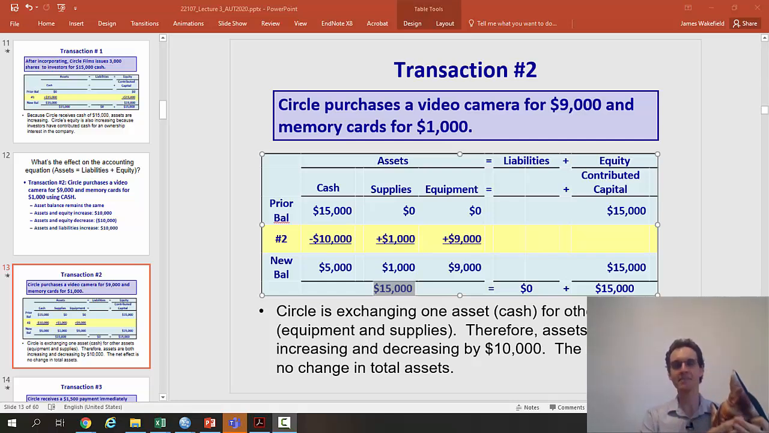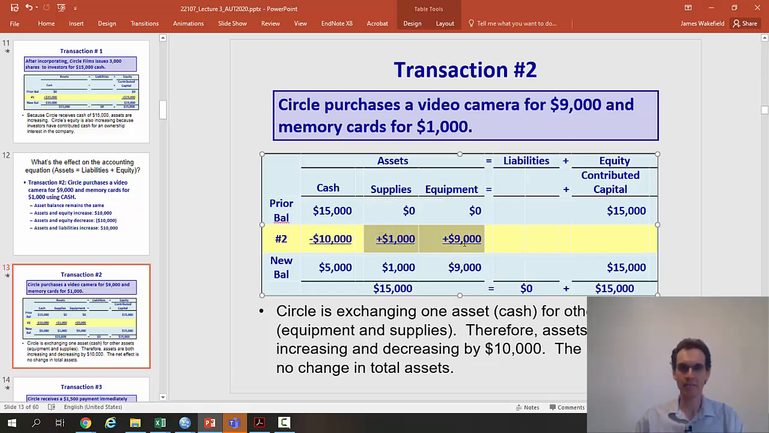And so therefore, the asset balance in this accounting equation that you're looking at here remains exactly the same, right? All that's happening is that your cash is decreasing by $10,000 and the supplies and equipment in total are increasing by $10,000. So therefore, you still have $15,000 worth of assets left. So your accounting equation still balances, but the composition of assets as part of that accounting equation is redistributed.